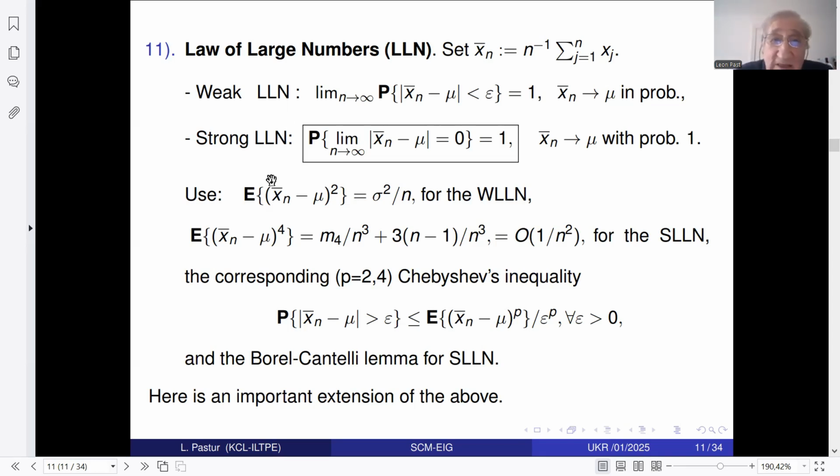There is a stronger assertion that this limit exists for almost every realization. What is the realization of these x's? Just the infinite sequence of values of our random variables. And in that case, we say that the convergence is with probability 1.